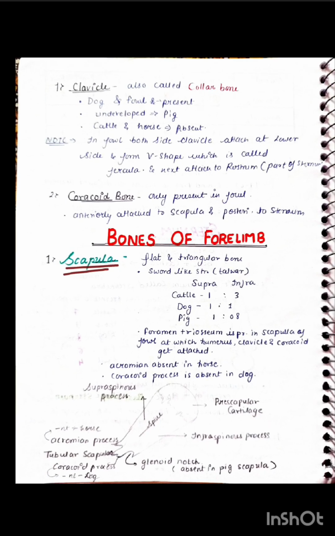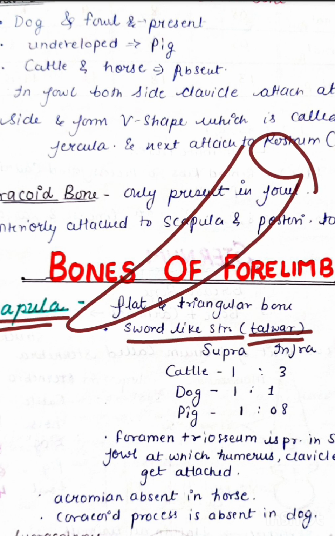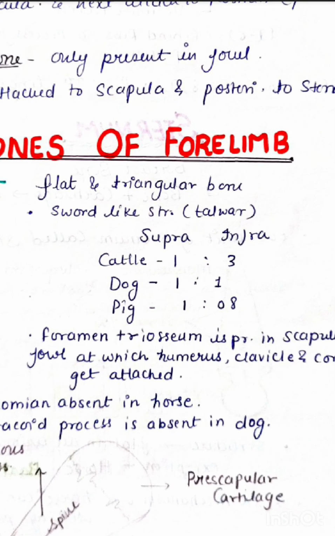Scapula is a bone of the forelimb. This is a flat and triangular bone. It is a sword-like bone, and sword is also known as talwar, as you know in Hindi. So it looks like this. This is known as a sword-like structure. This is divided into two parts, supra and infra.